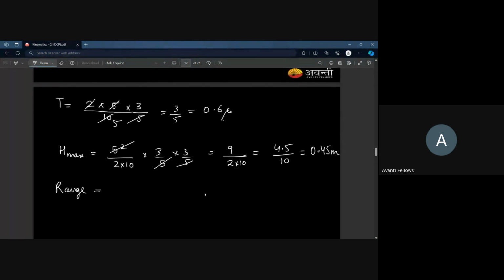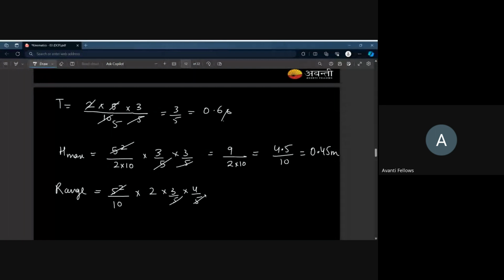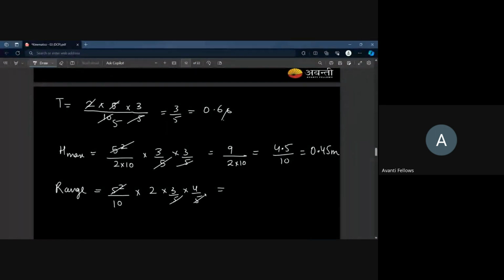So range is u square, which is 5 square divided by 10, and it would become 2 sine theta, which is 3 by 5, then cos theta, which is 4 by 5. Again, 5 square will get eliminated. We will not cut it now. It will help us to solve the question. This is 2 3s 6, 6 4s 24. Yes, it is 2.4 meter, right?